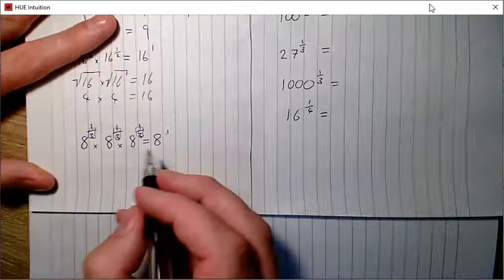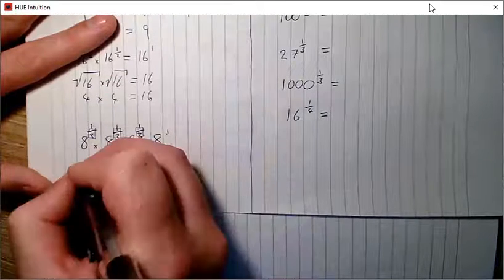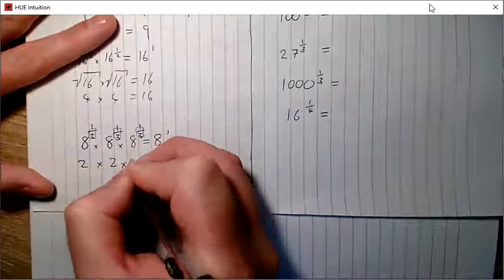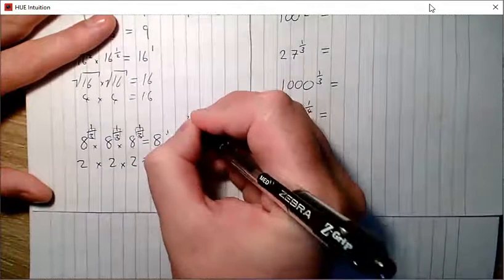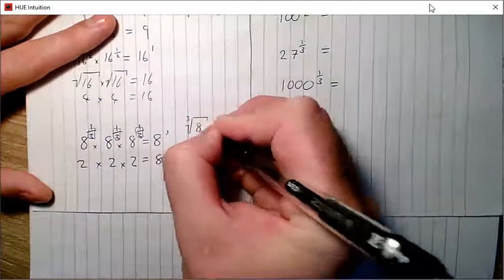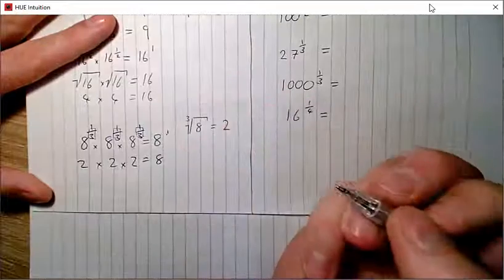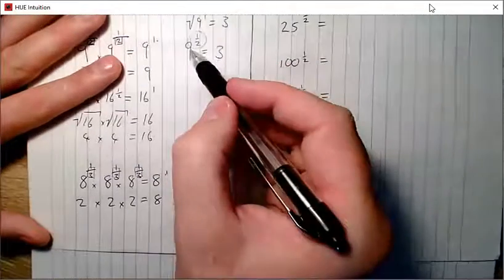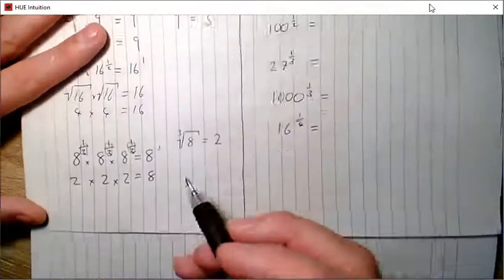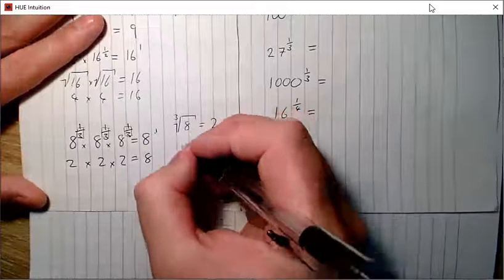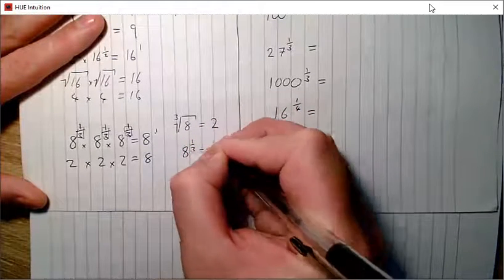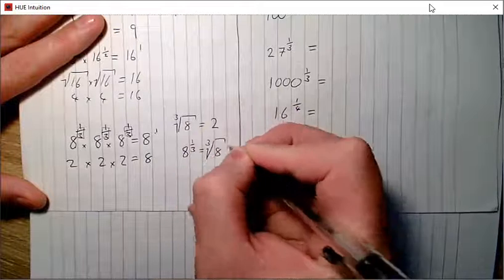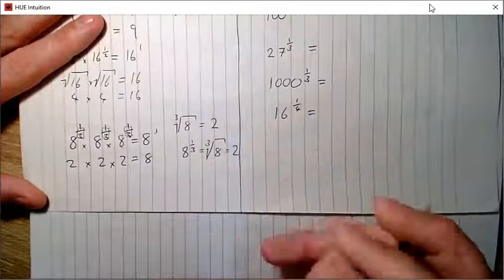Okay, but what number is that? To get 8 as an answer that you multiply by itself 3 times, well, that's 2 by 2 by 2. 2 is the cube root of 8. Okay, so square roots, you say it's to the power of a half. Cube roots, it's to the power of 1/3. So 8 to the power of 1/3 is the same as the cube root of 8, or 2.